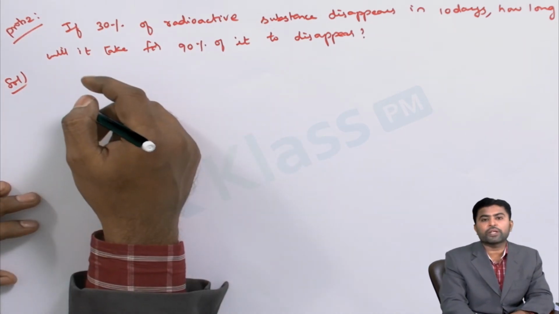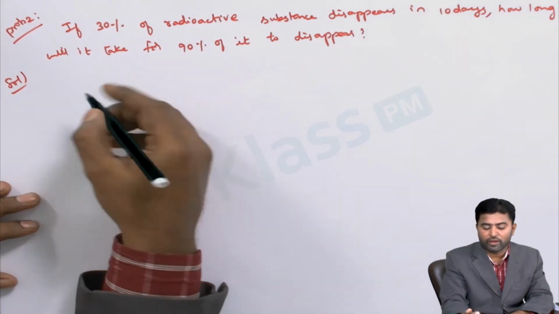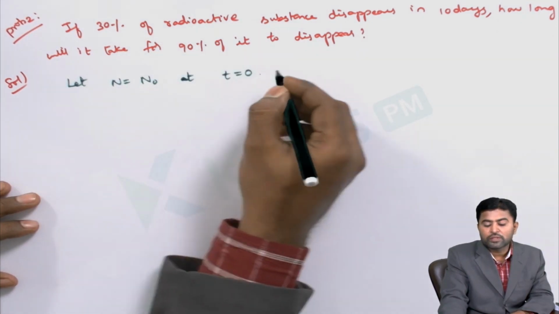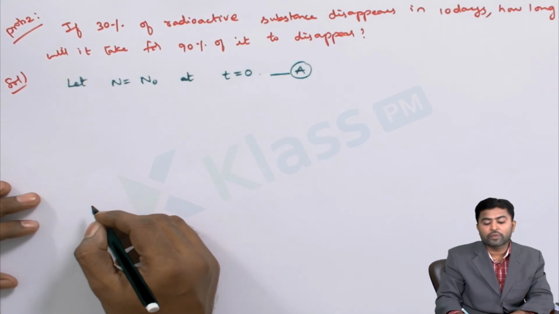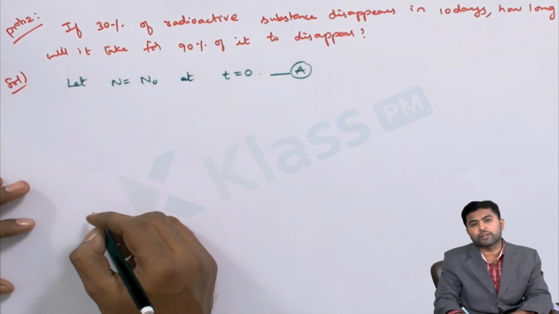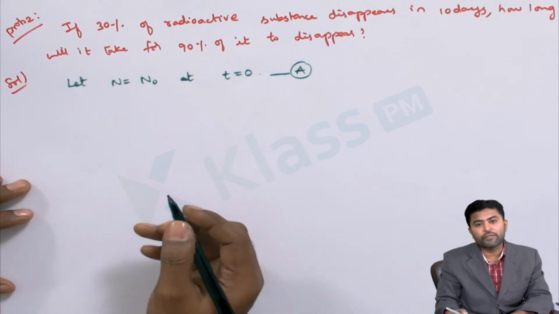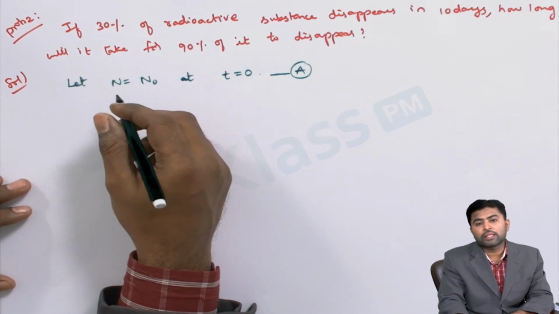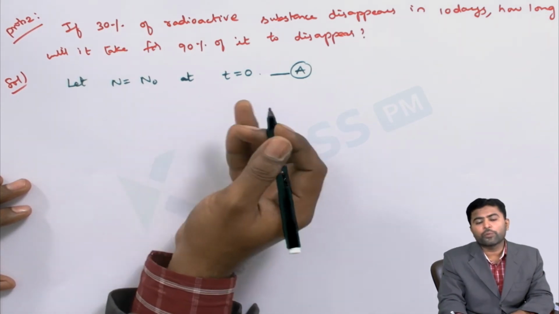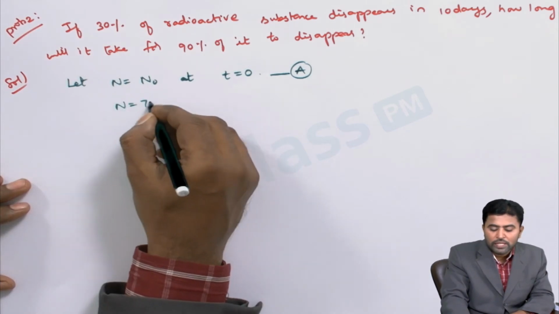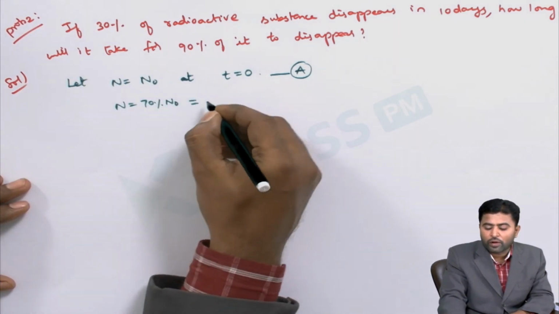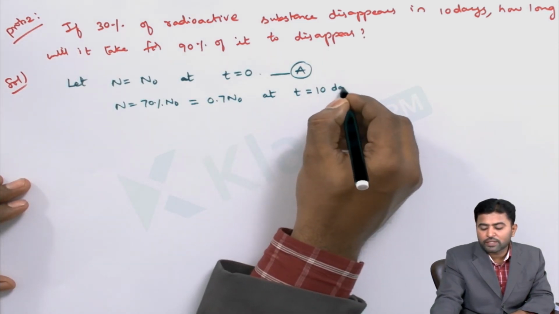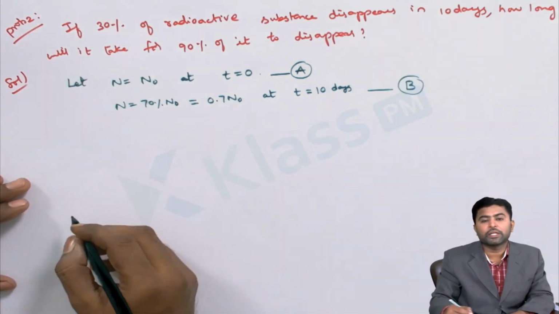Again, see that the original amount is not mentioned, so we'll assume in the same way. Let n is equal to n naught at time t is equal to 0. I'll mark this as equation A. Then 30% disappears, so how much will remain? 70% will remain. I said just now that we have to count the amount that is present, not the one which disappears. So n is equal to 70% of n naught, or we write it as 0.7 n naught at time t is equal to 10 days. I'll write this as equation B.